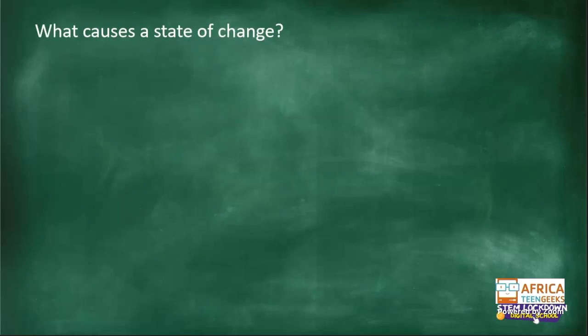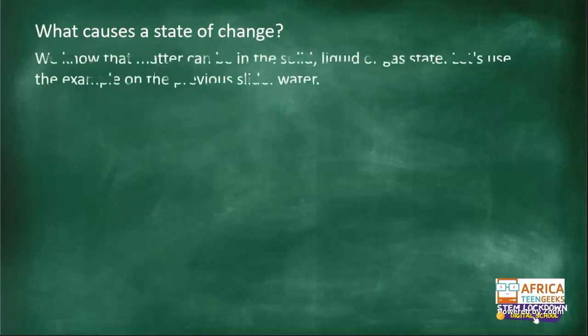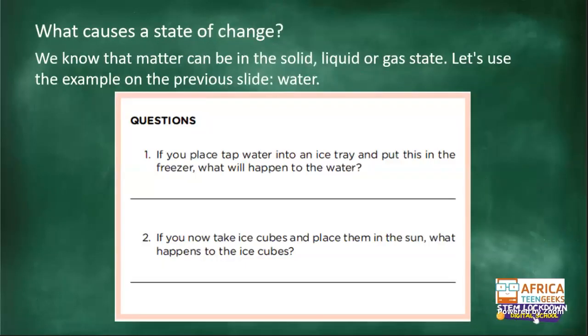What causes a state of change? We know that matter can be in the solid, liquid, or gas state. Let's use the example on the previous slide, water. So we'll look at water again. That's the easiest one to look at, okay?